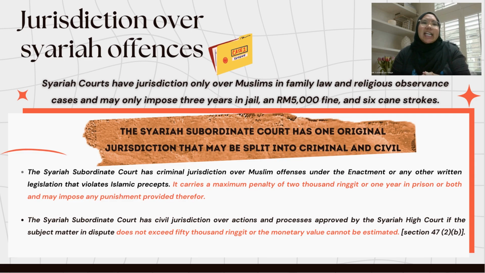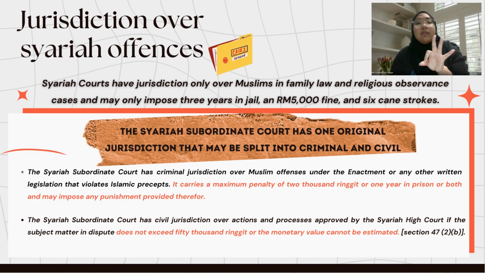Thank you. Hi, I'm Akila Asmani. So next, I will explain the next point, which is point 4, jurisdiction over Sharia offences. Sharia courts have jurisdiction only over Muslims in matters relating to family law and religious observance, and can generally only pass a sentence of not more than 3 years imprisonment, a fine of up to 5,000 ringgit, and or up to 6 strokes of the cane.